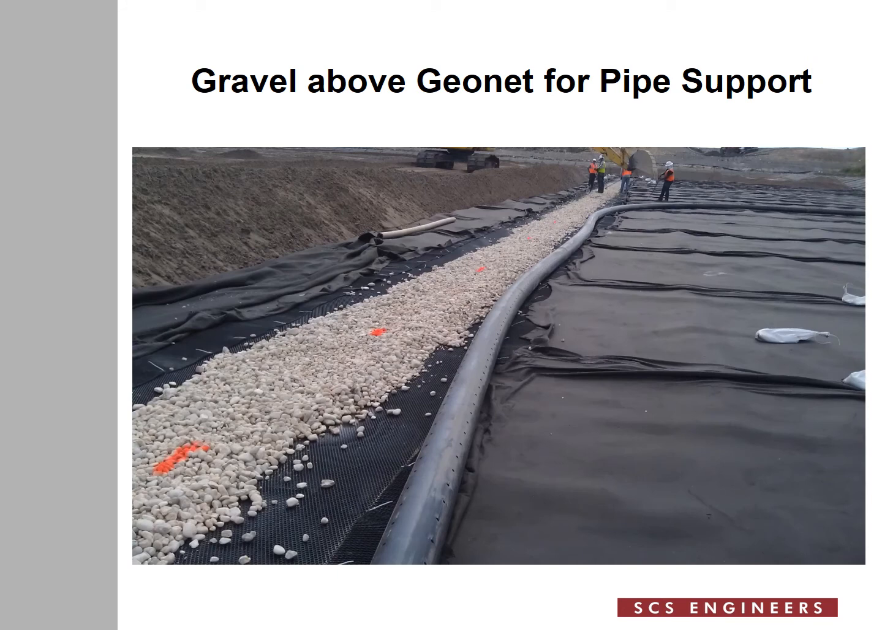Gravel placement begins. We normally place 3 inches of gravel below the pipe. So in this case, the 3-inch thick layer of gravel is already placed on the geonet. And the next step is to pull the perforated pipe over the 3-inch thick layer of gravel.